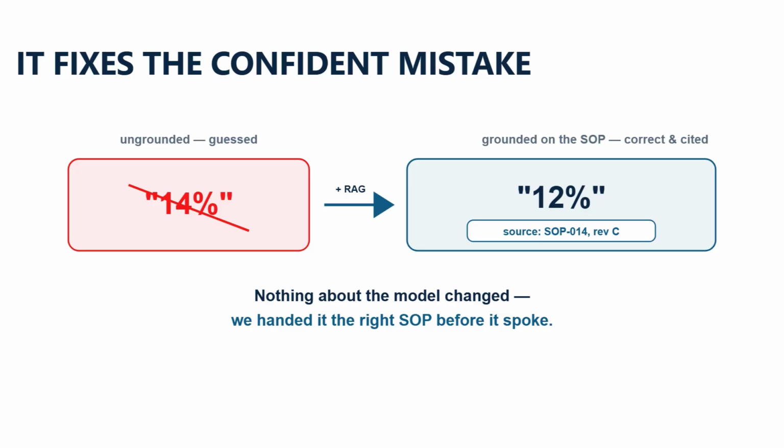Revision C, it reads that and answers 12 correctly, and it can even tell you where it got it. Same model that was confidently wrong a few minutes ago. Nothing about the model changed. Finding the right SOP just became automatic. That is RAG, and that is a direct fix for the hallucination problem we were worried about.